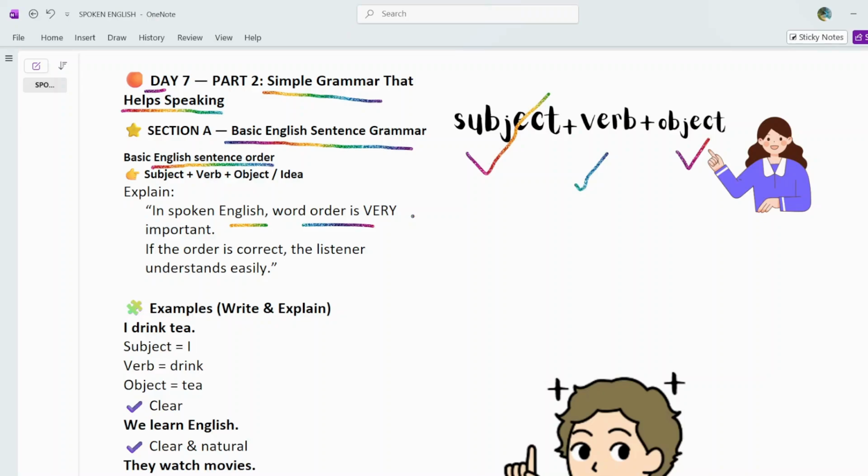Because here's the truth. It feels like it's very difficult. However, if you follow this particular formula, your sentences almost all the time sound correct. Now, if this order is correct, the listener understands easily. That is nothing but subject, verb plus object. That's it. Subject is the person who's doing the action, verb is the action, and the object is what the action relates to in that situation.